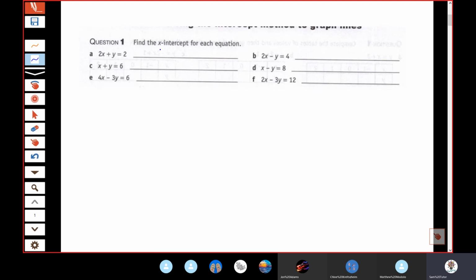Find the x-intercept for each equation. Okay, the idea is we would like to graph these. Last week what we learned is to graph these using a table of values, right? So we went and found some x values and some y values, right?